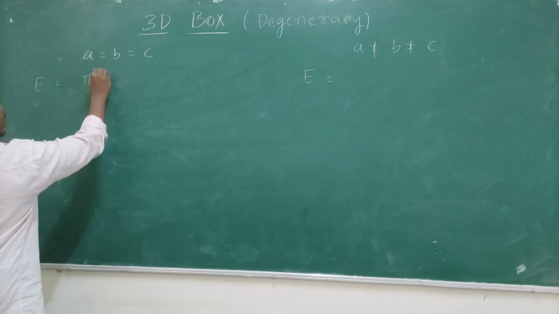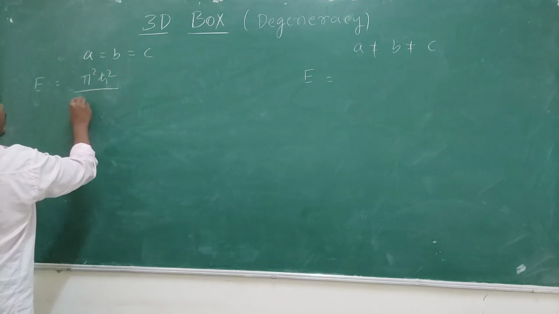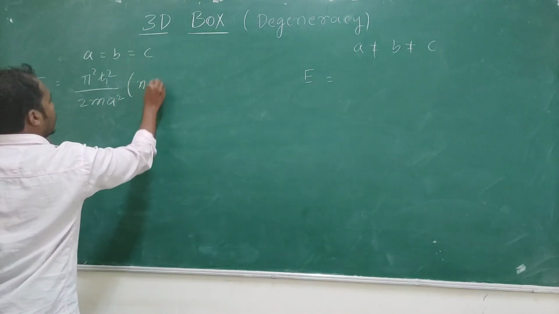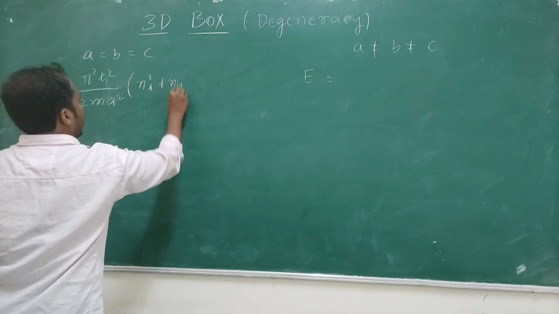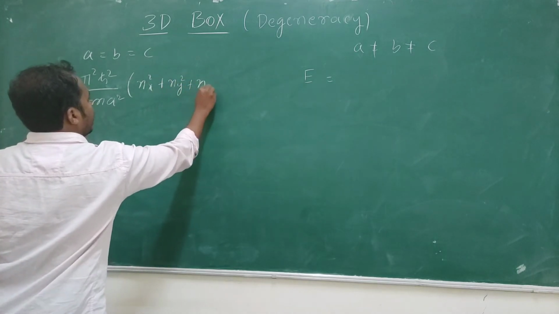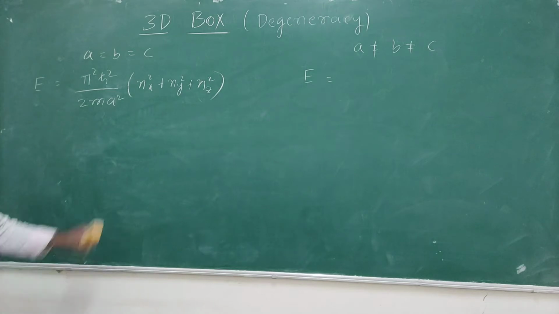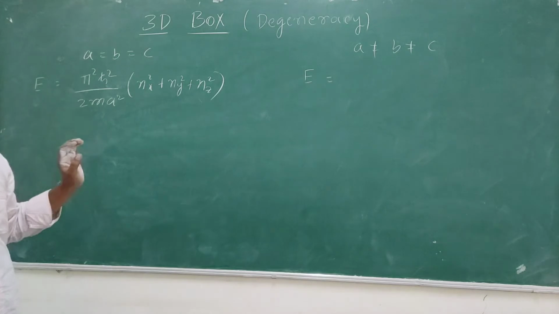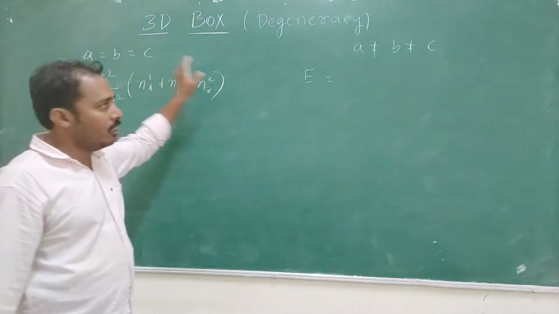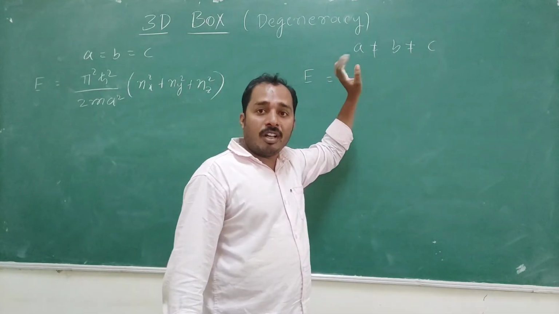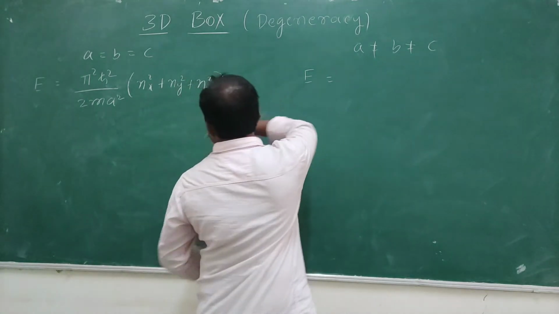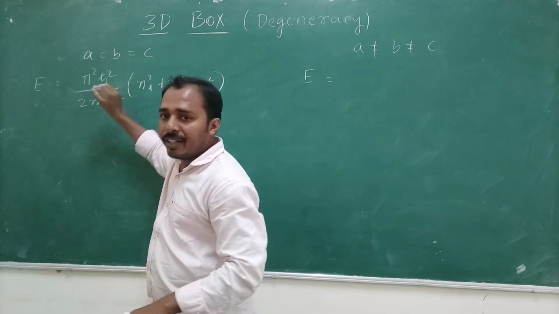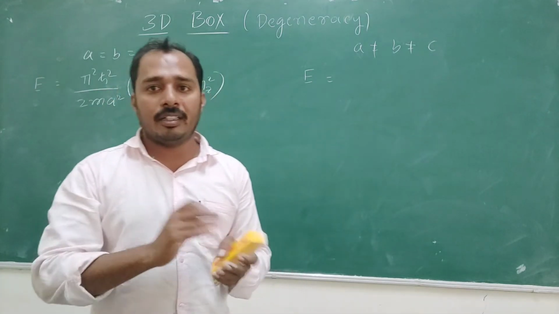π² ħ² divided by 2m a² into (nx² + ny² + nz²). So this is the energy of the particle inside the three-dimensional box, where the sides are all equal. But in case of unequal sides, here the side is different for the different directions.